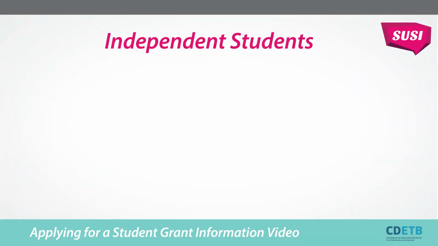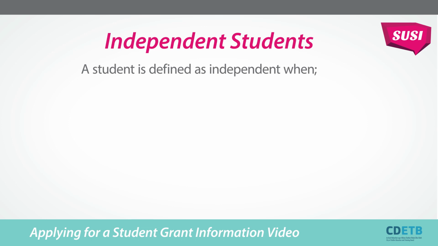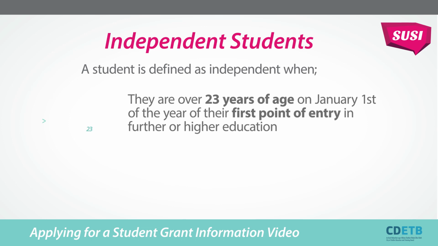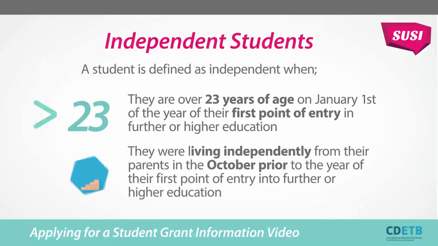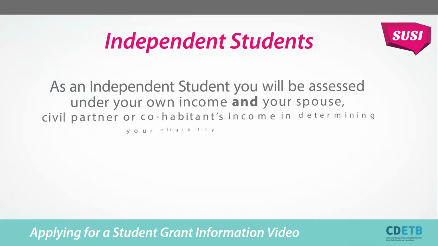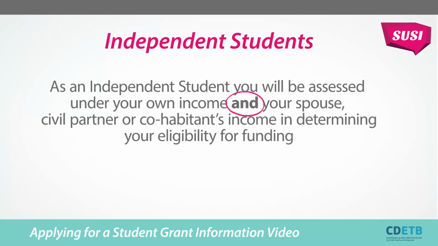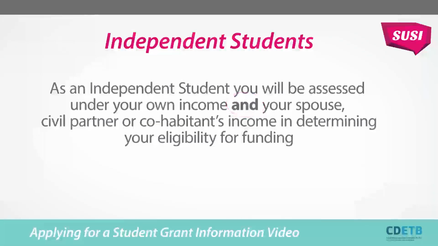Independent students. A student is defined as independent when they were over 23 years of age on January 1st of the year of their first point of entry into further or higher education. They were living independently from their parents in the October prior to the year of their first point of entry into further or higher education. As an independent student, you will be assessed under your own income and your spouse, civil partner or cohabitant's income in determining your eligibility for funding.